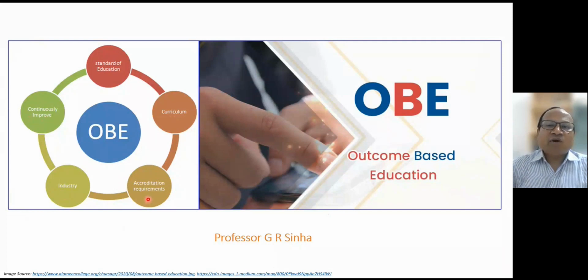Number two, accreditation requirement. Most of the accreditation agencies are asking the academic organizations, universities, and institutes to go for OBE based accreditation. We'll understand what is OBE based accreditation. The industry requirement is changing, the requirements are evolving, the expectations from the graduates are all changing now, especially in terms of the skill set and appropriate knowledge.